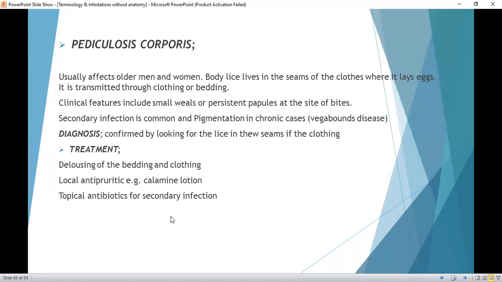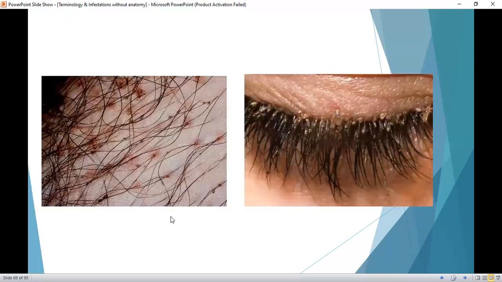The diagnosis is confirmed by looking for the lice in the seams of the clothing. Treatment: delousing of the bedding and clothing, local antipruritic, for example calamine lotion, topical antibiotics for secondary infection, and then the actual treatment of the lice, as mentioned in the scalp treatment of lice. This is a picture of lice.